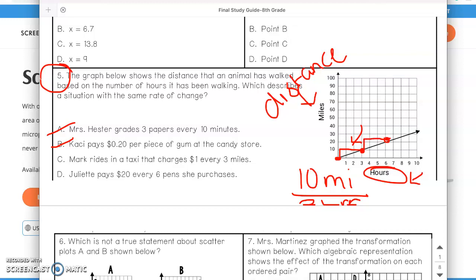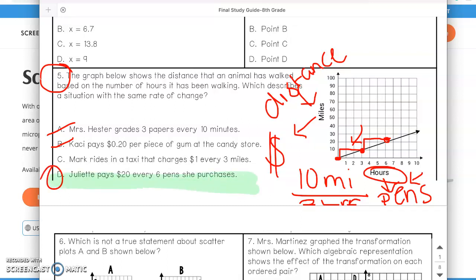Now that would be the same slope, and it'd be the same situation if I changed hours to pens and I changed miles to dollars. That'd make exactly the same line, same equation, same line. So that's the only one that made sense. We're gonna go with D.